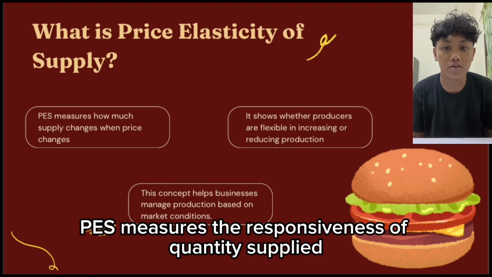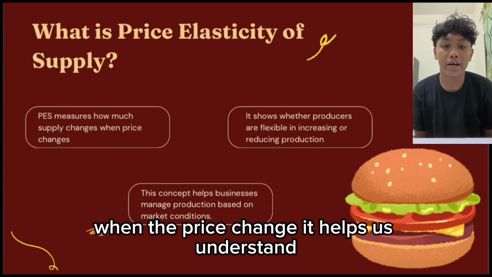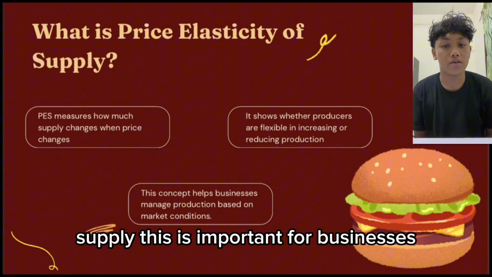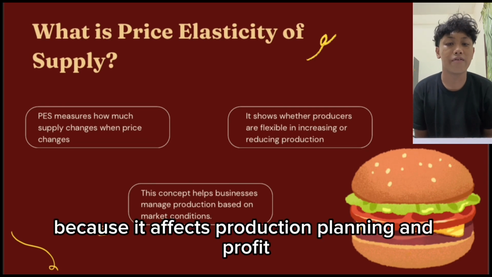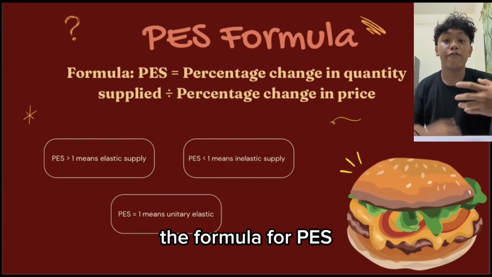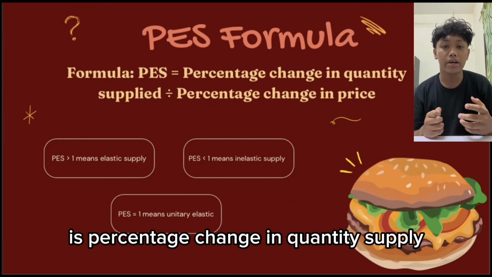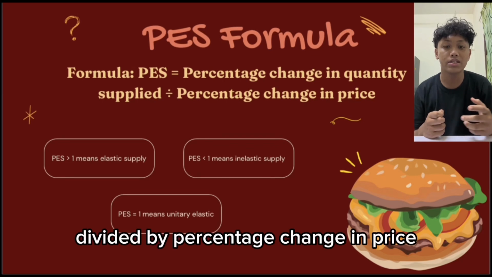PES measures the responsiveness of quantity supplied when the price changes. It helps us understand whether producers can quickly increase or decrease supply. This is important for businesses because it affects production planning and profit. The formula for PES is percentage change in quantity supplied divided by percentage change in price.